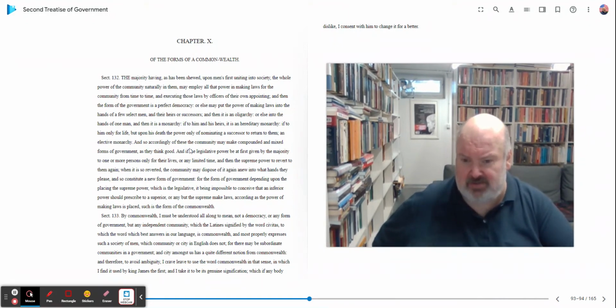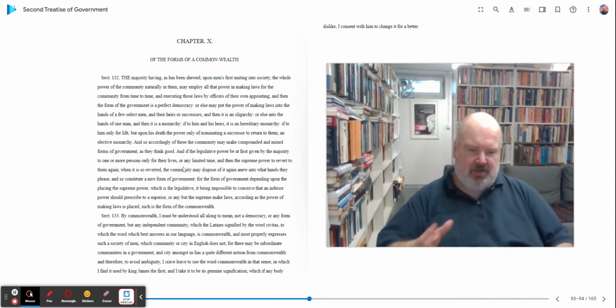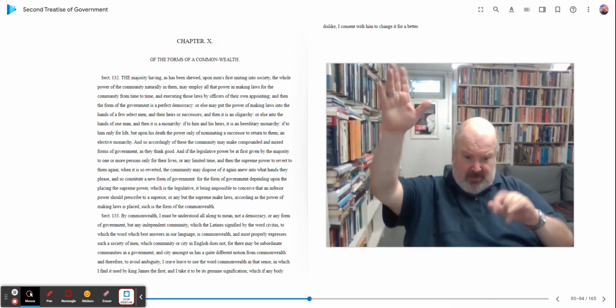And so, according to these, the community may make, notice this, community and society are synonymous terms in Locke, compounded and mixed forms of government as they think good. So therefore, there are these pure forms, and then there are mixed forms.